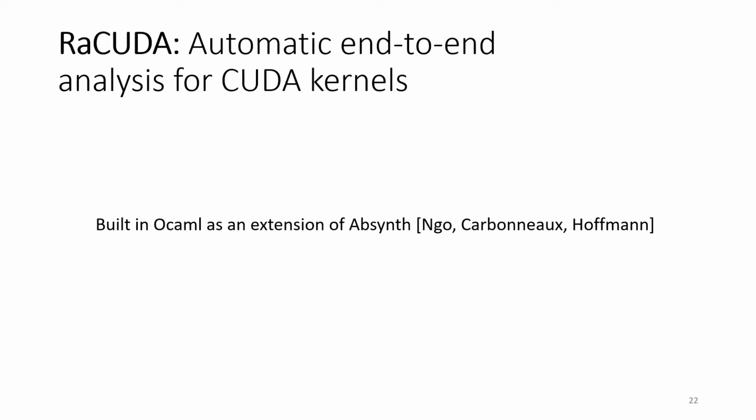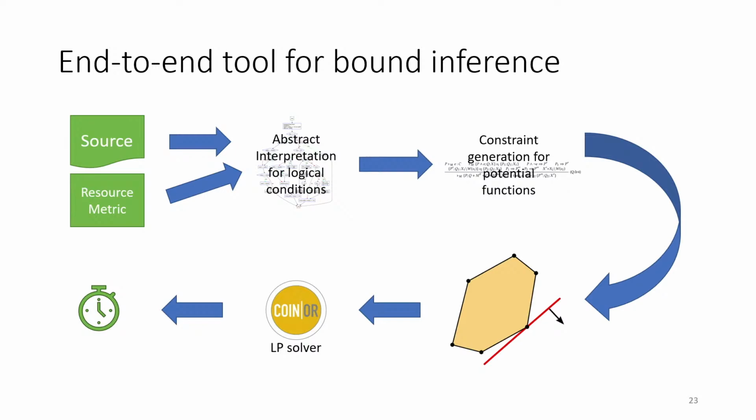Not only that, we've also implemented it in a tool called CUDA, which we built in OCaml as an extension of the Absynth tool, which did this quantitative Hoare logic for C. The general structure of the tool is that it takes a CUDA kernel and a resource metric, and performs some abstract interpretation to figure out the P part of that quantitative Hoare logic, the logical conditions. In particular for CUDA, this means reasoning about the indices that we're going to use for memory accesses to figure out how many bank conflicts there are going to be. And then we lower it to a form that can just get passed into Absynth.